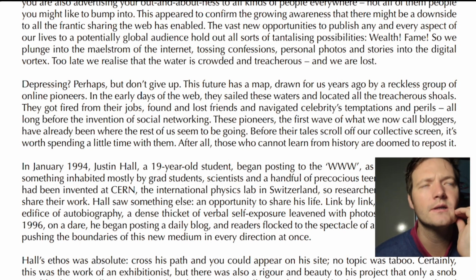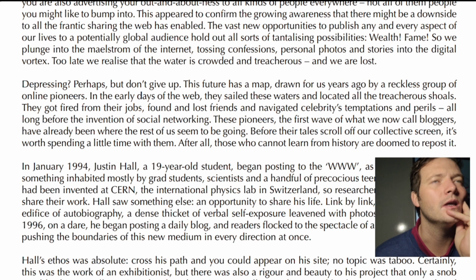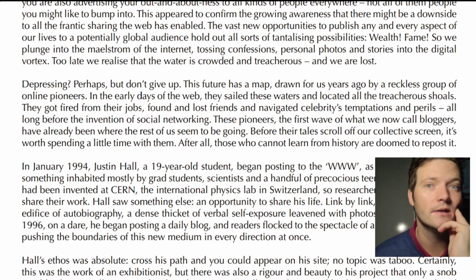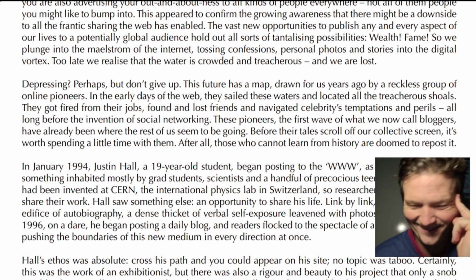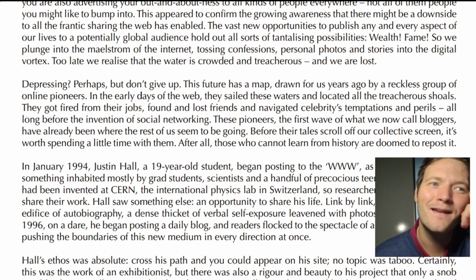So I guess what they're saying here is that the early bloggers, these pioneers as they call them, kind of showed what can happen when you share all of your information with the world. They showed that you can get fired from your job, you can lose friends. Yeah, all of those problems we don't encounter anymore.